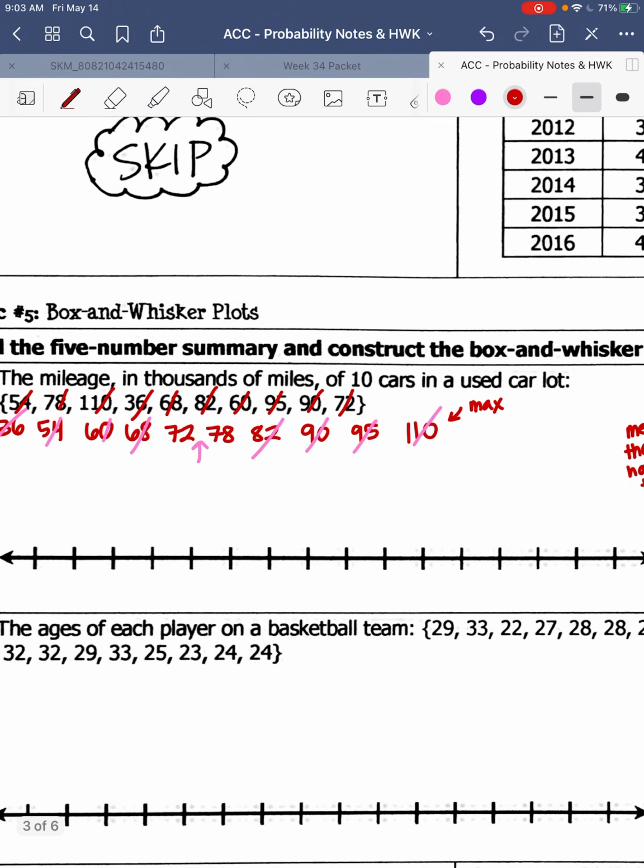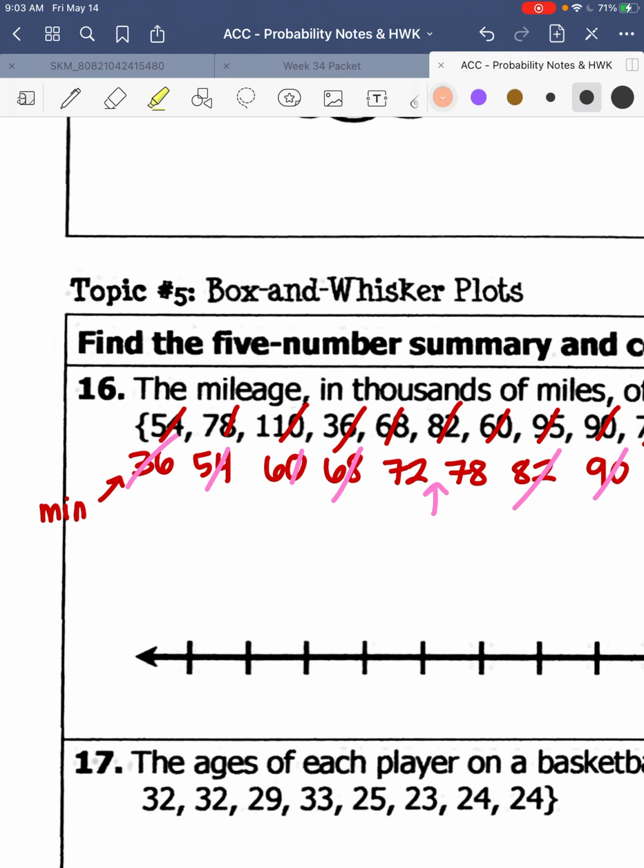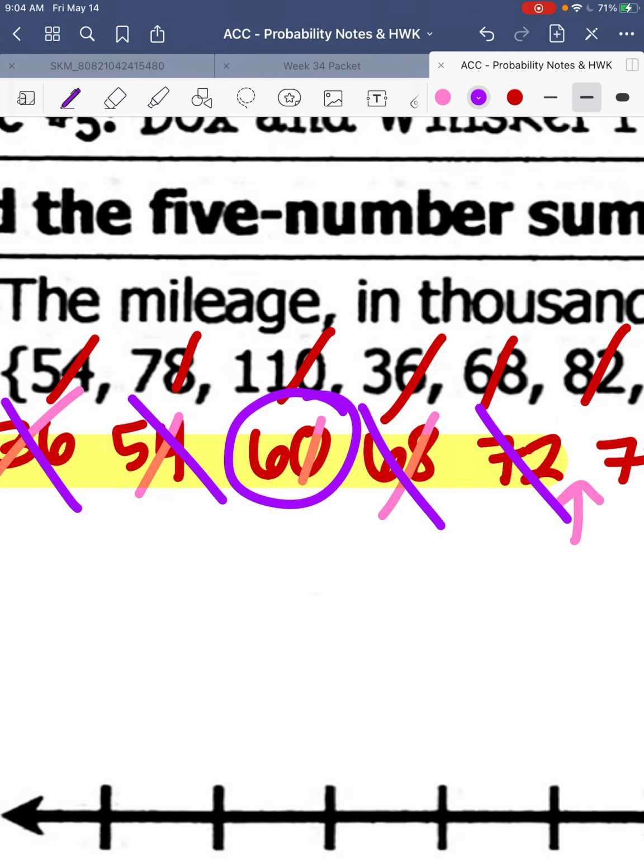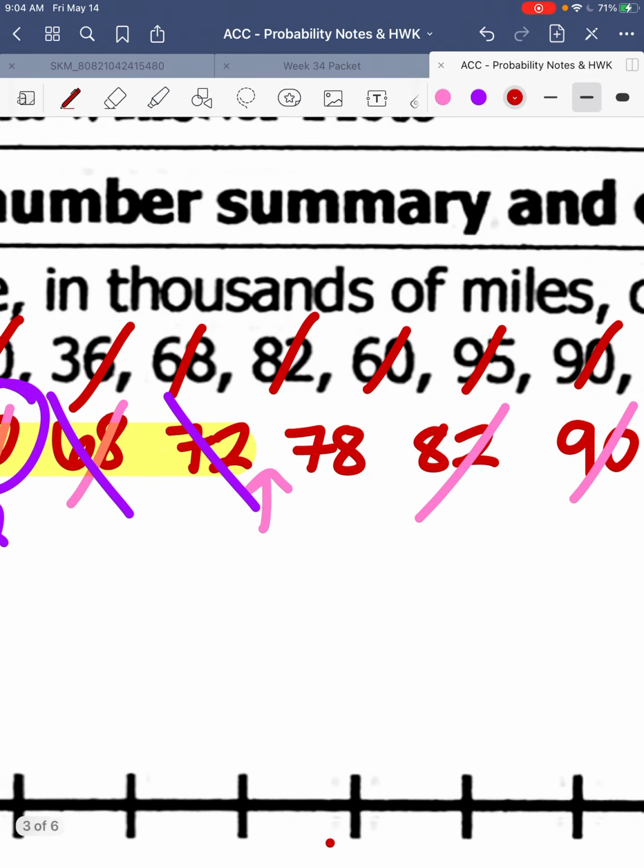Okay, so let's look at just the lower half of our data. The lower half of our data includes all the numbers up to the median of the whole data set. So it's going to include 36, 54, 60, 68, and 72. So that's our lower half. And I'm going to find the median of those numbers there. So I know it's not going to be 36 or 72. It's not going to be 54 or 68. It's going to be this number right here. That is our lower quartile number. So 60.